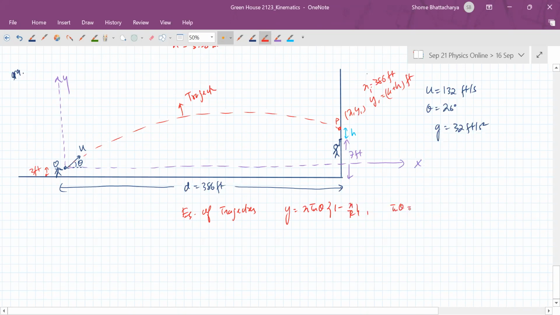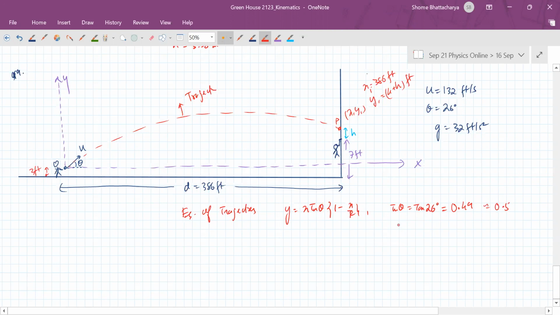So tan theta is equal to tan 26 degrees. Let's calculate tan 26. So that's about 0.49, or I can even take it as about 0.5.